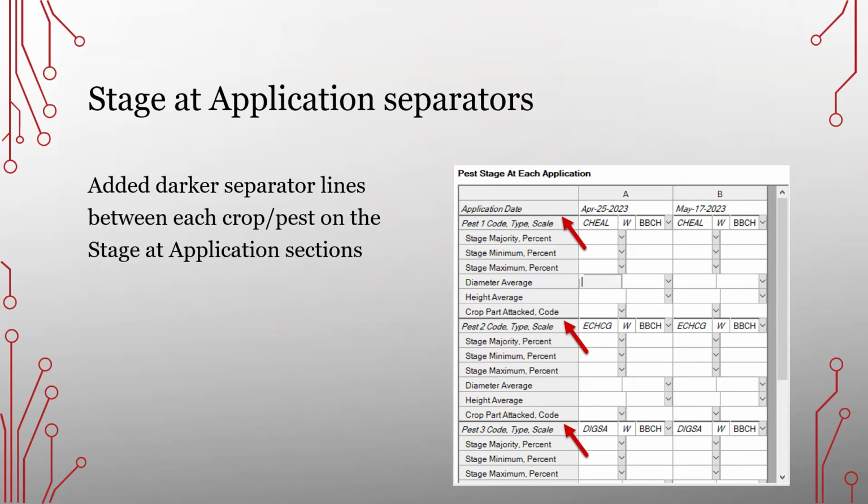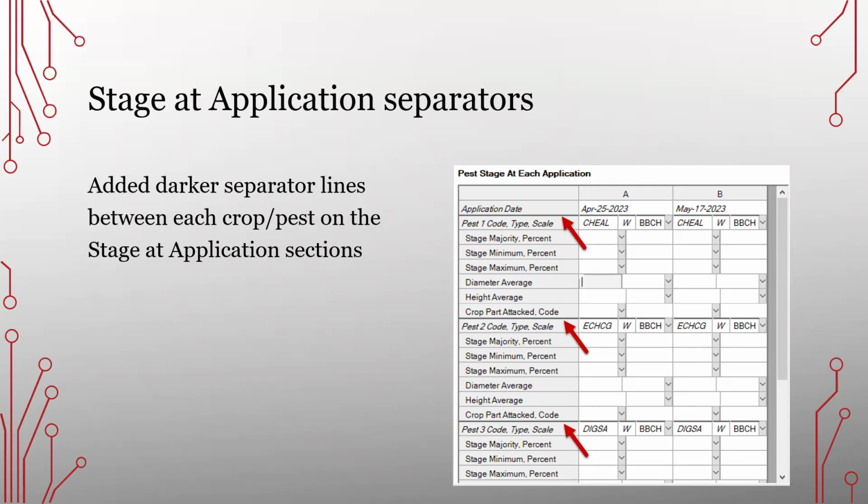It's one of the troubles with how ARM is structured currently: we have all these different places to put in stage details, stage at application, pest stage at application, pest stage at assessment. Now at maintenance, we've got all these different sections, and that opens yourself up to something being put in wrong or inconsistent or not in the right spot.